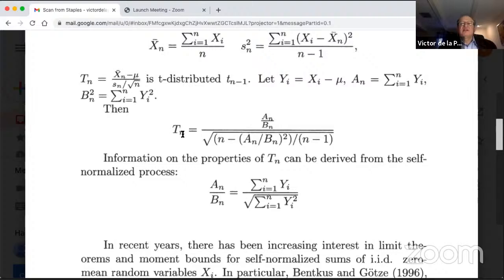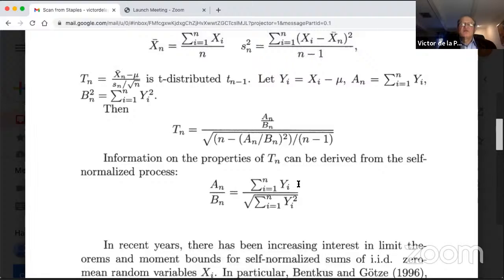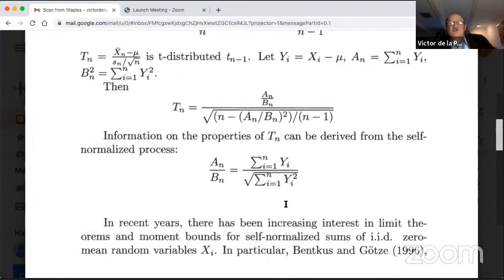Then we have that Tn is equal to An over Bn, divided by the square root of (n minus (An over Bn) squared) divided by (n minus 1). So you can study the t statistic by using ratios of this type, the sum of Yi over the square root of the sum of Yi squared. And that's the type of ratio for which a lot of the theory has been developed.